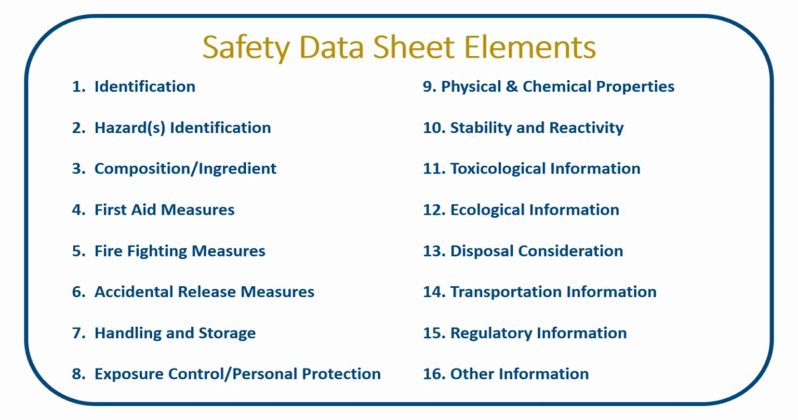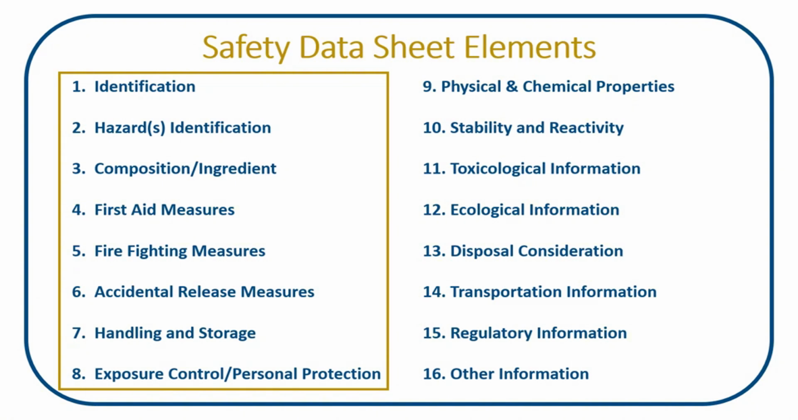Safety data sheets have 16 required components, which we can see here in this slide. The first 8 of these components contain general information about the chemical. This general information includes first the identification of the product, who manufactures it, where the manufacturer is located, important phone numbers, how the material is recommended to be used, and particular restrictions on its use.